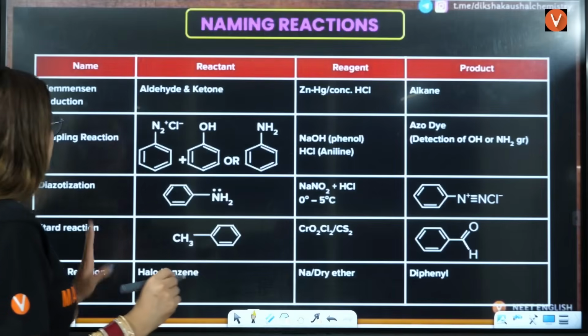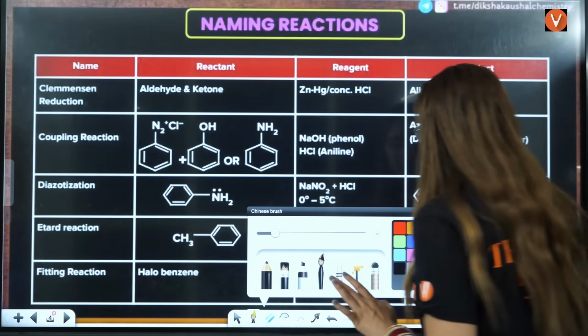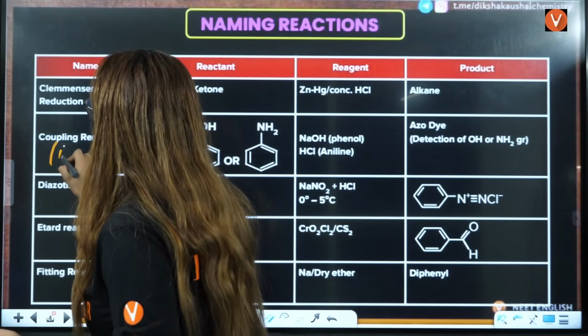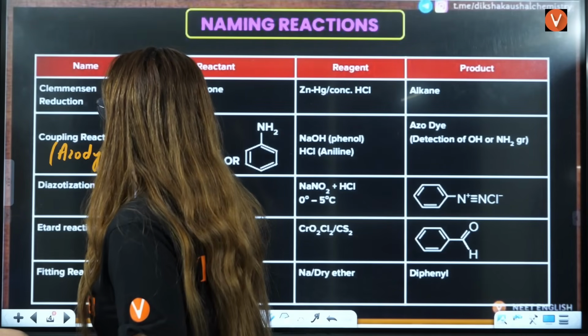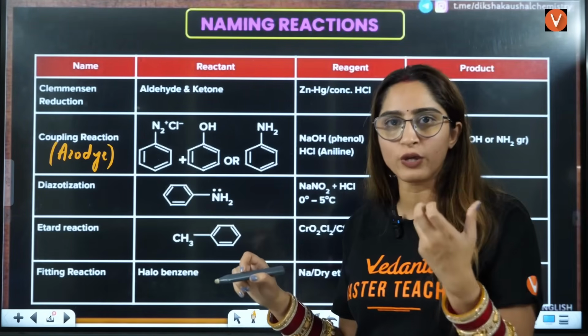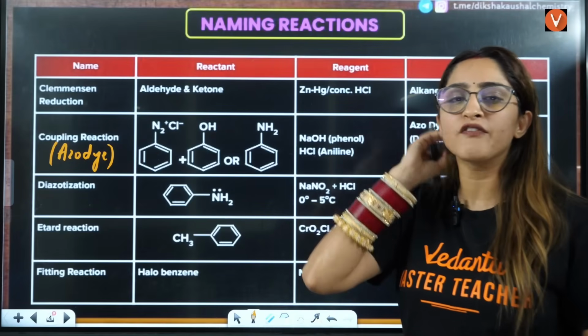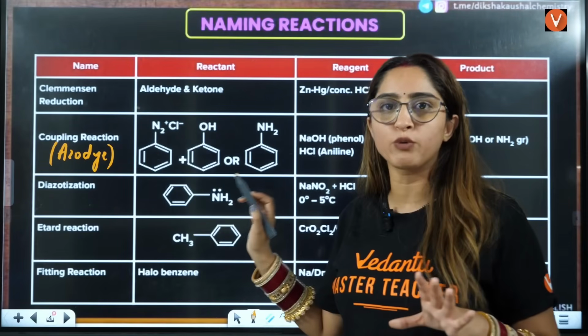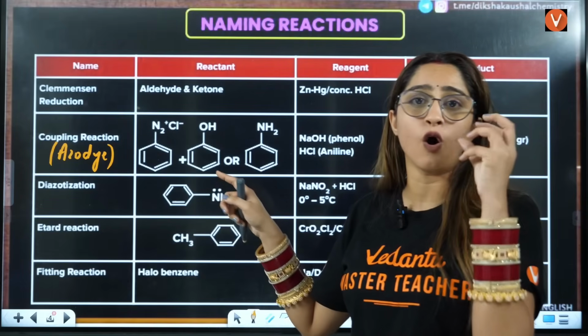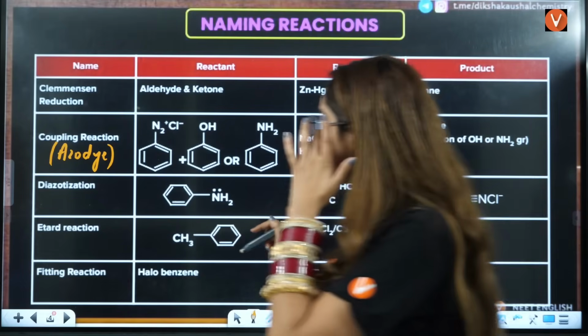Okay. Next, let us talk about some other reactions here. First is the azo dye test, or you can say the coupling reaction. In this, you will have the formation of an azo dye. Let's say you have diazonium chloride. That diazonium chloride, when it is reacted with phenol or aniline, what will happen?